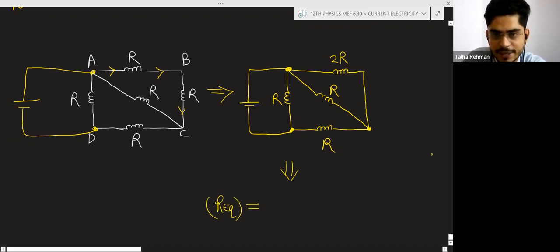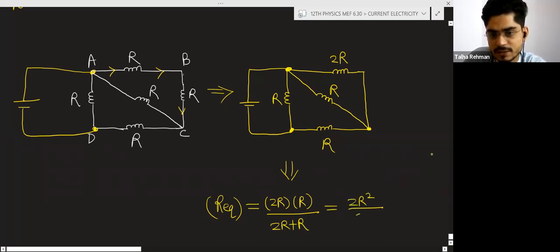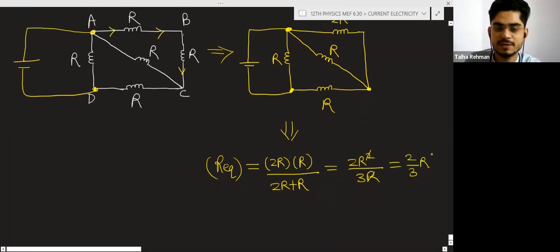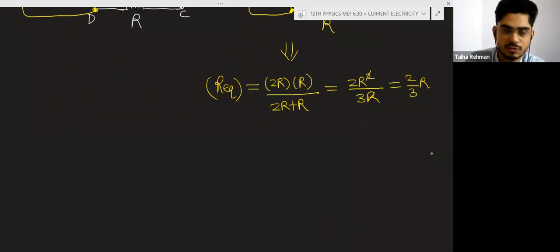So how will you calculate? I have told you: 2R into R divided by 2R plus R. So this will become 2R squared over 3R, and this R and this R cancel. This will become 2 by 3R. So instead of this 2R and R, I can write 2 by 3R as a single resistance. I can just modify this circuit.